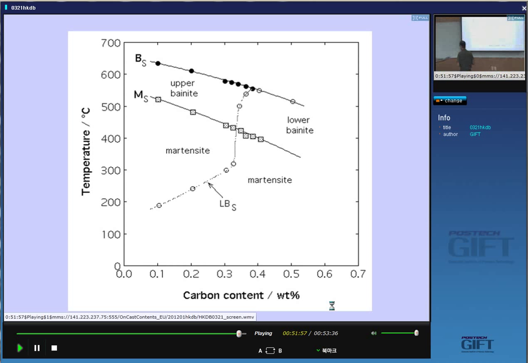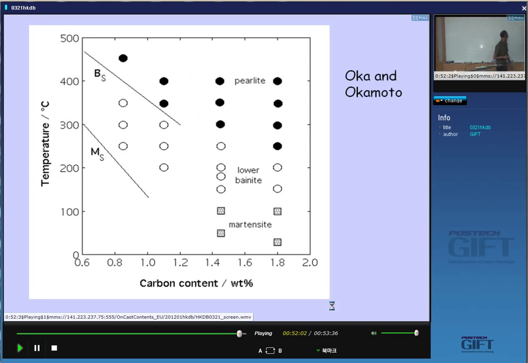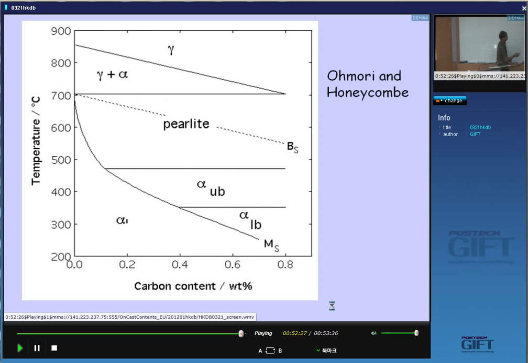We didn't publish this for quite a long time because we were not comfortable with the predictions, until we discovered papers in the literature. This is work done in Japan where they examined high carbon alloys. You can see that in this case we go from pearlite to lower bainite and then martensite. There's no upper bainite with the high carbon. And then there's work by Ohmori and Honeycombe which shows that with low carbon steels, you go directly from pearlite to upper bainite to martensite. There's no lower bainite.